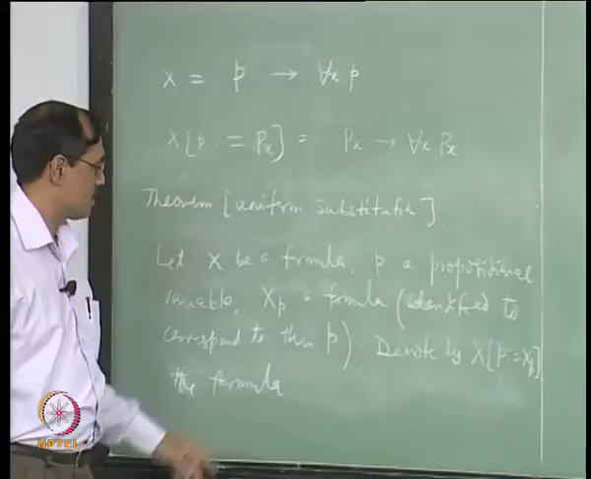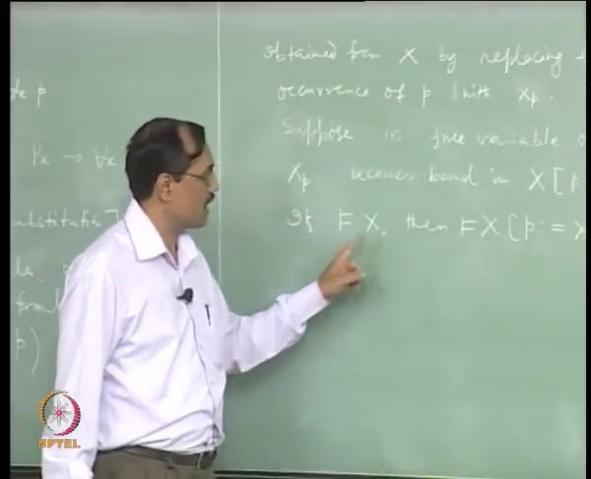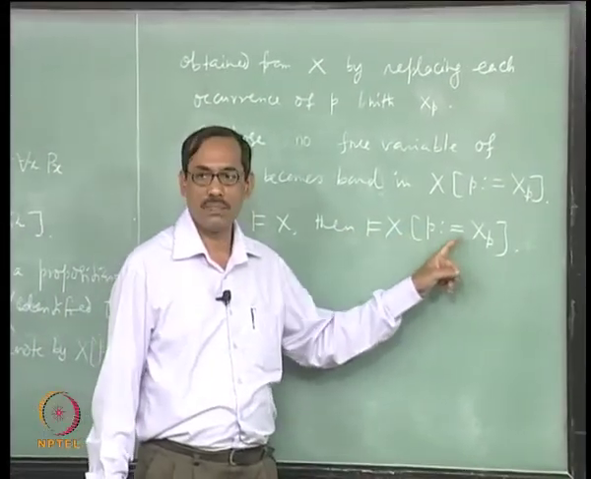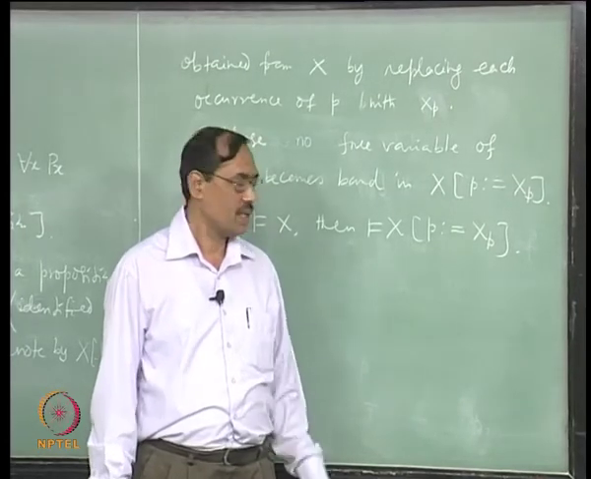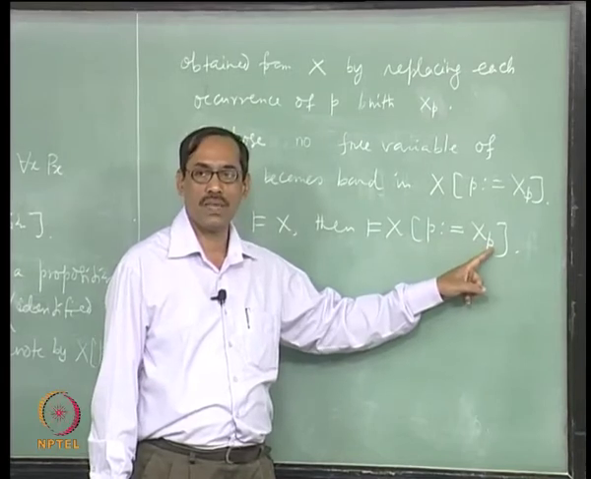The doubt is that we are not writing directly, if I L satisfies X, then I L satisfies X, P equal to X P. The reason is, I do not know how the interpretations of P and I L of X P are related.